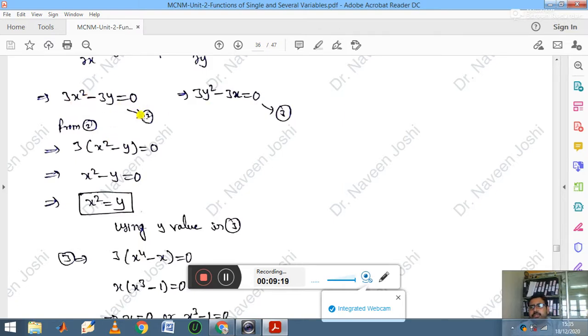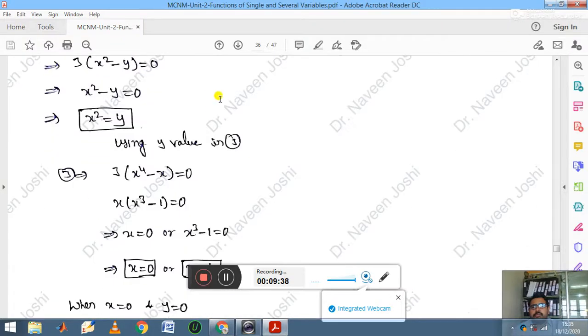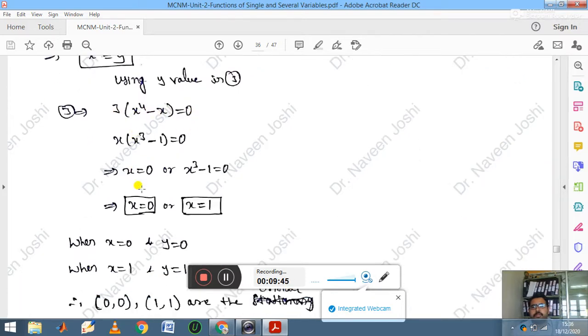So from equation 2, if you take 3 common, you get x² − y = 0. Then if you solve this, x² equals y. Okay, that means the y value is x². This y value you substitute in equation 3. Then in place of y² you can write x⁴, that is 3 times (x⁴ − x) equals 0. Then if you solve this, you get x = 0 and x = 1.